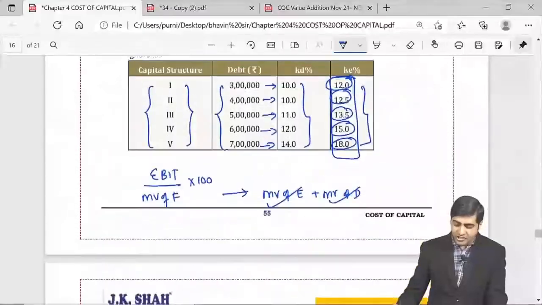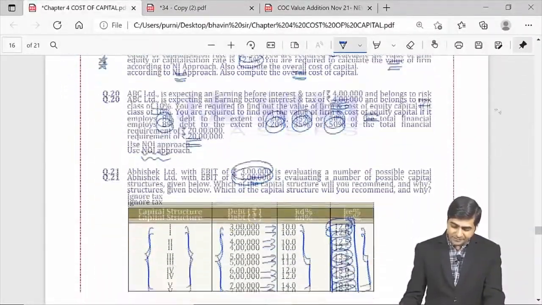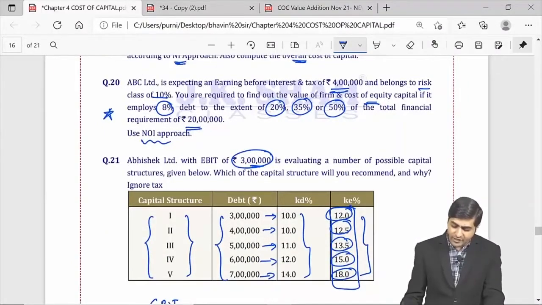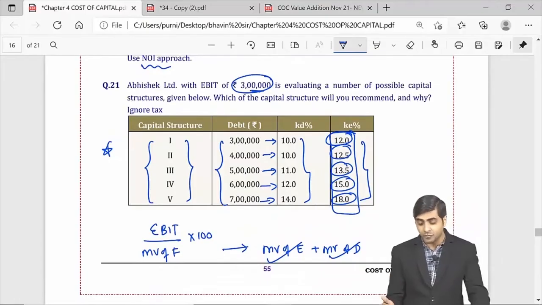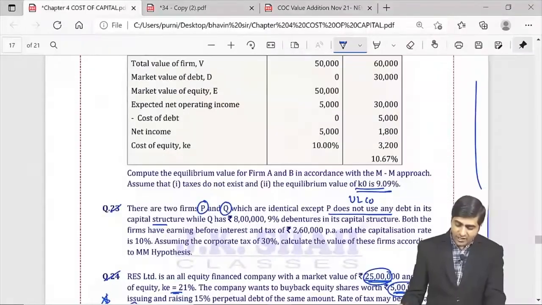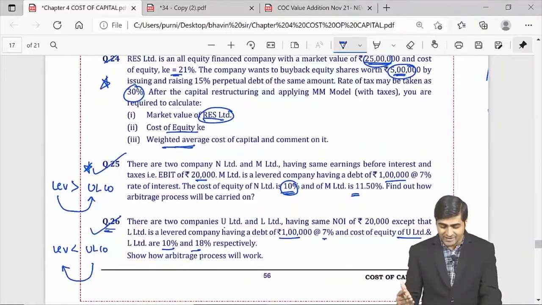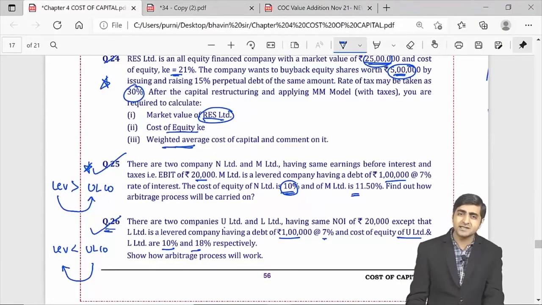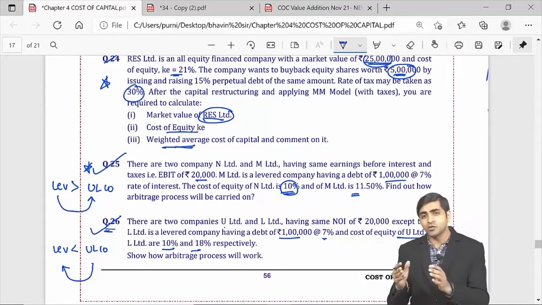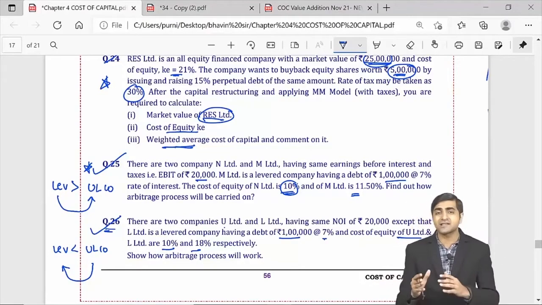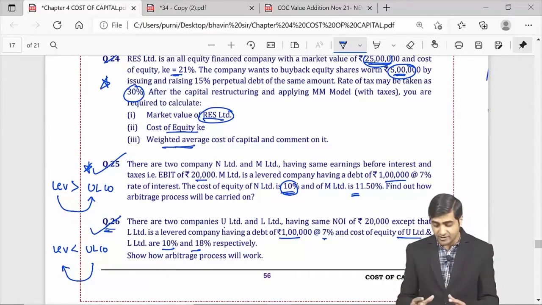Now in your capital structure theories, as I have told you that you can go through question number 19, go through question number 20, go through question number 21, because these three are of three different approaches. Then you can just revise question number 24 for hypothesis with tax, and between 25 and 26 you can just revise question number 25, which is transfer from levered to unlevered company and concept of arbitrage process. So this is how you can approach your capital structure theories.